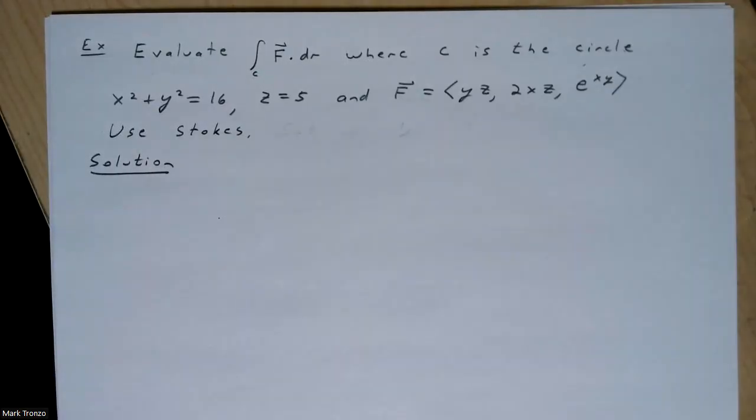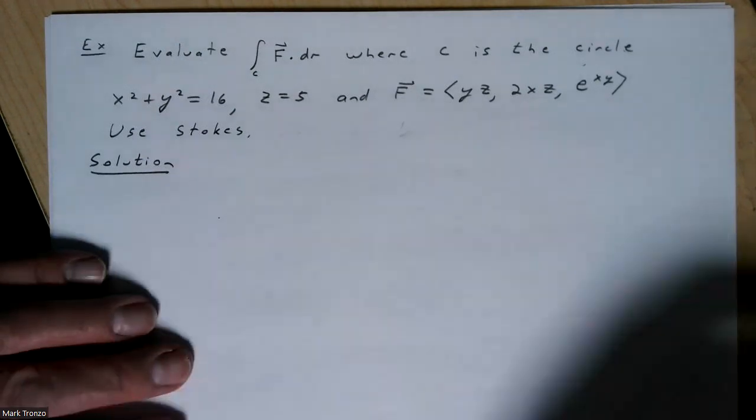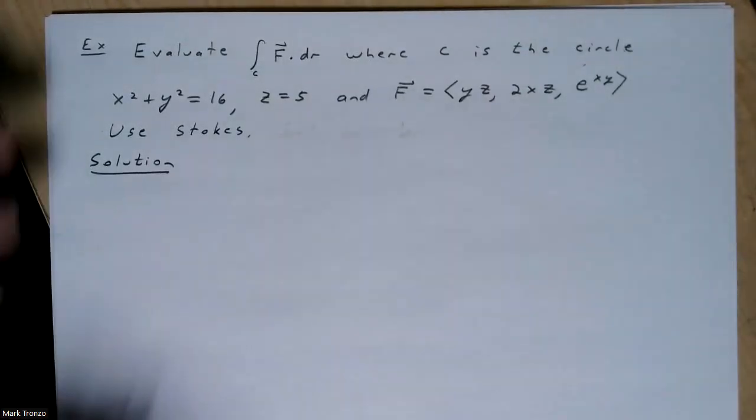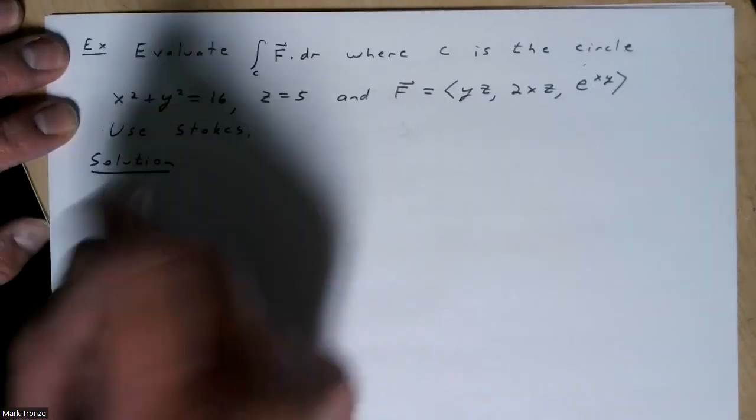Let's take a look at this problem here. Evaluate this line integral where C is the circle x squared plus y squared equals 16, z equals 5. And we're given our vector field. I got this problem from a textbook. And so let's see what we have here.